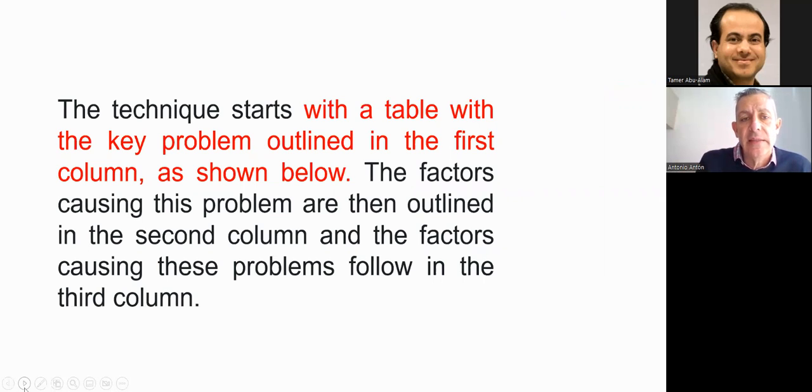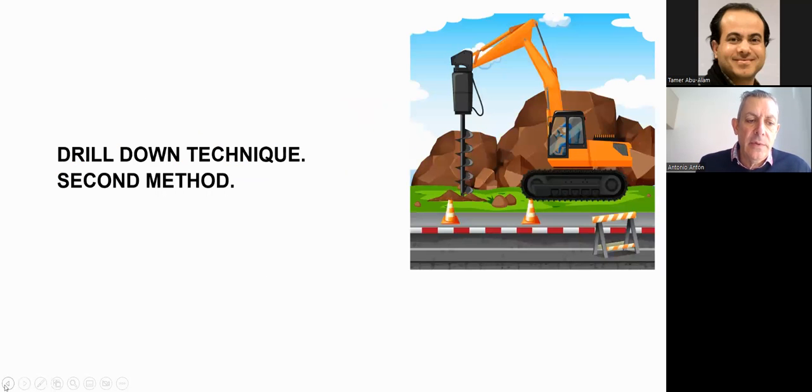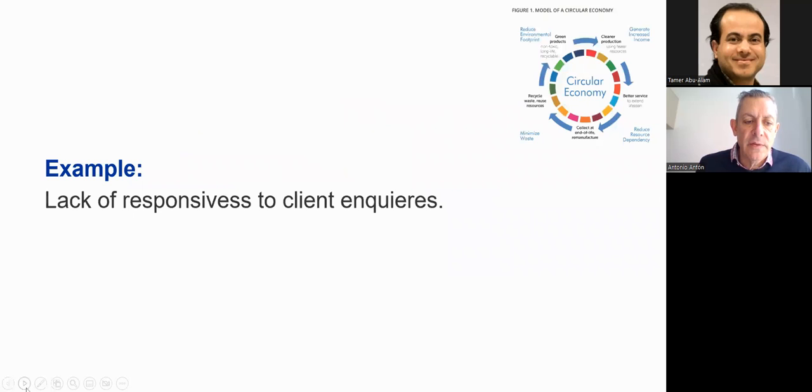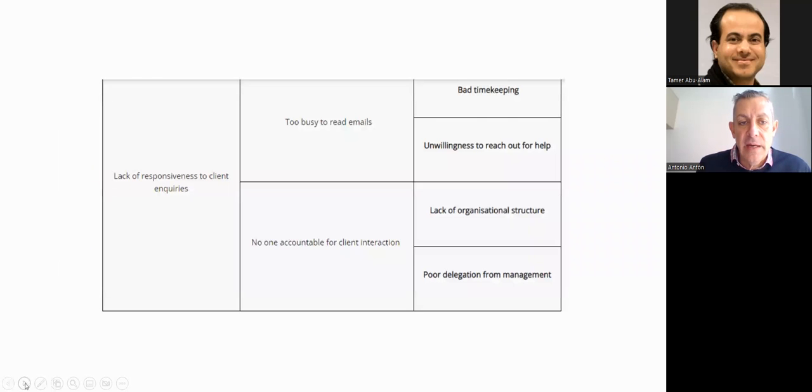So with this technique, we might start with a table, a different approach. So we might start like this. This is the example of lack of responses from clients, and then we will start by explaining it. But as I said before, another approach is using this table with very simple questions, and the same lack of responses to client inquiries.